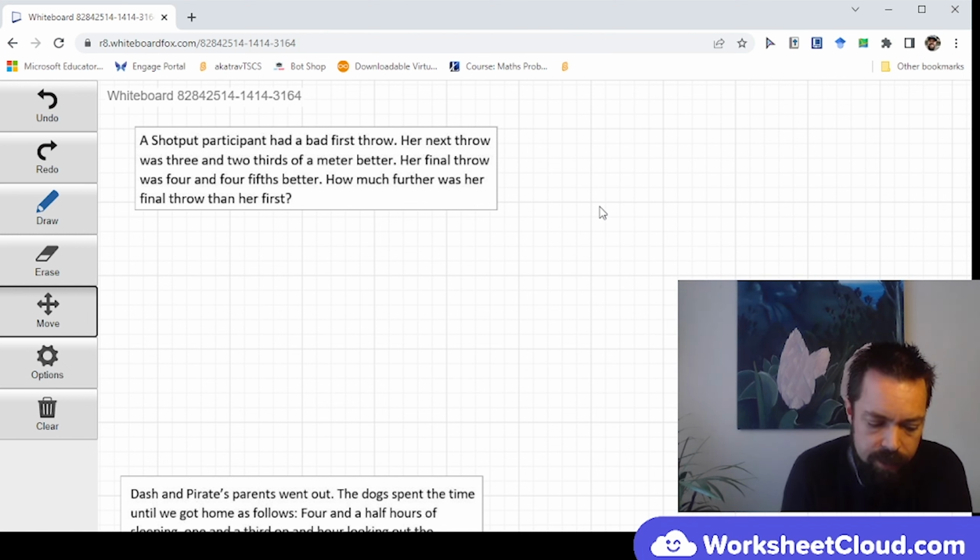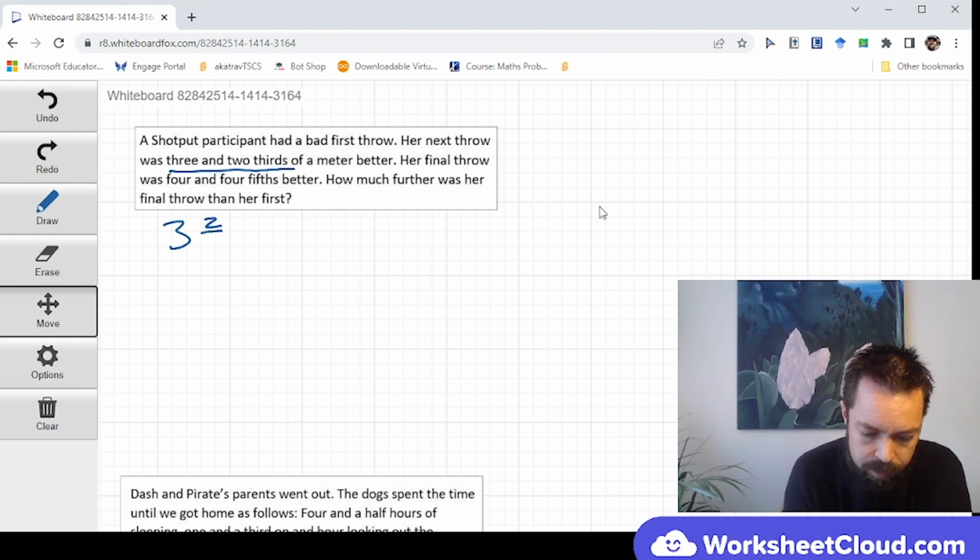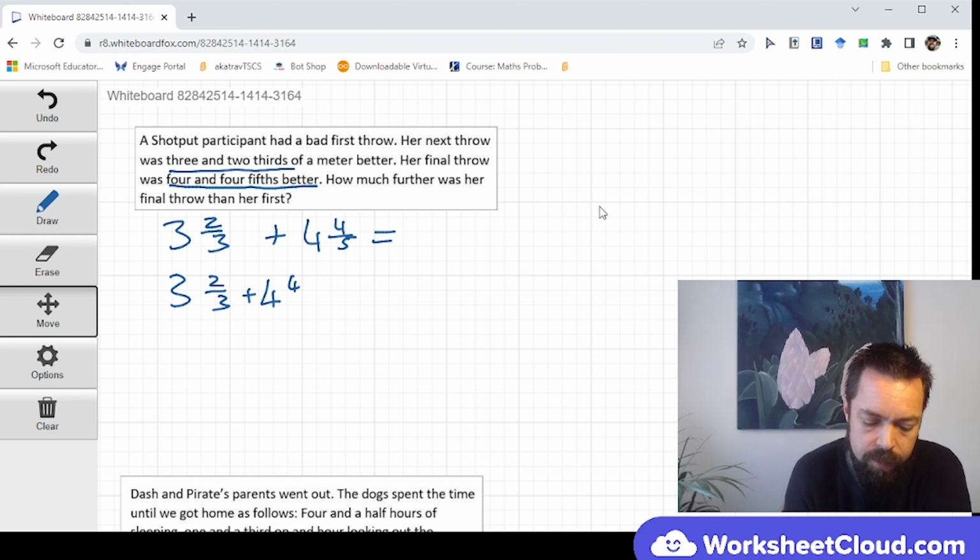All right, so let's have a look. We had 3 2/3. Her final throw was 4 4/5. All right, there's our number sentence. We now need to do our workings, so I'm going to rewrite it like that so I can start my workings.